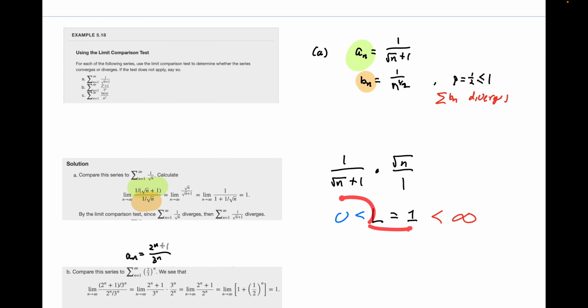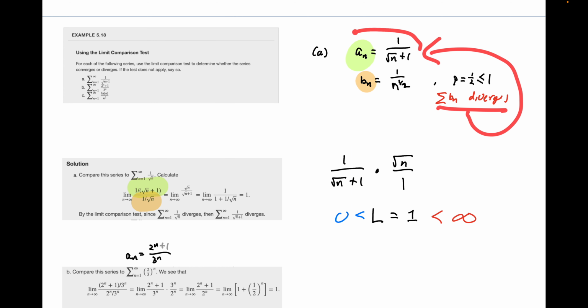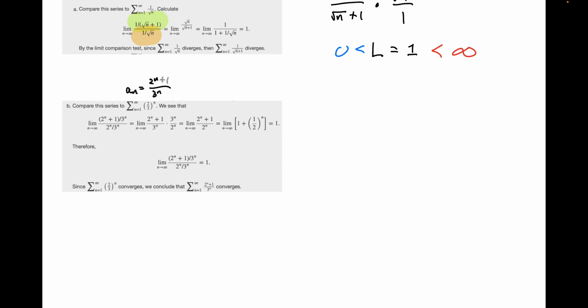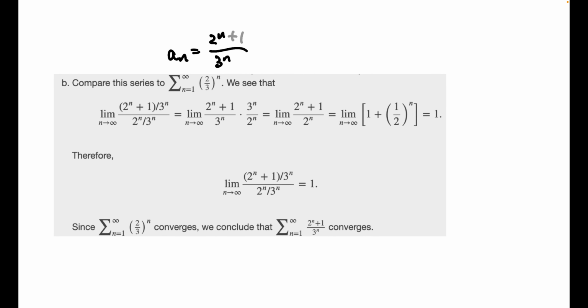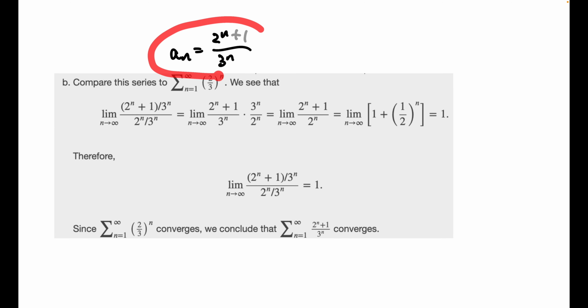1 is positive. 1 is also finite. Therefore, whatever is happening with our b_n, the b_n diverging tells us that the sum of the a_n will also diverge. Okay, that's part A. Part B is asking us to sum up the sequence of terms given by this.